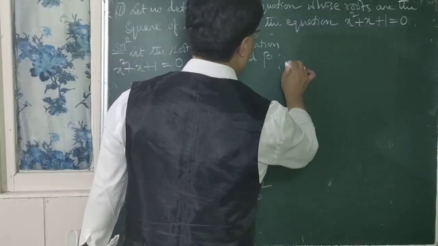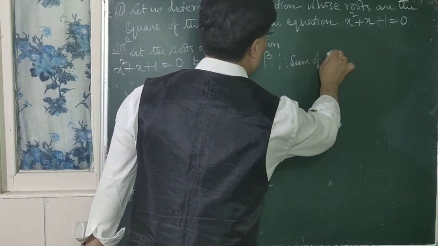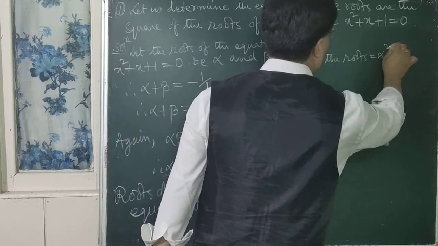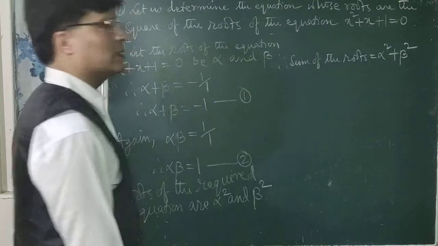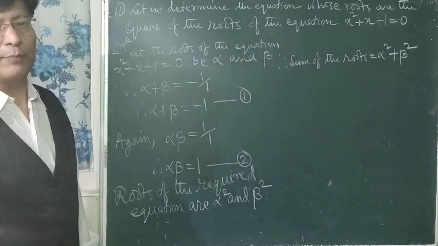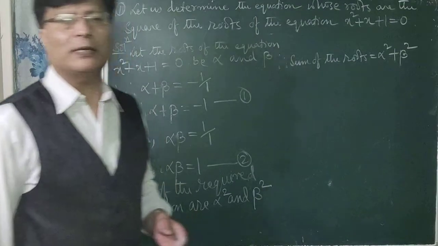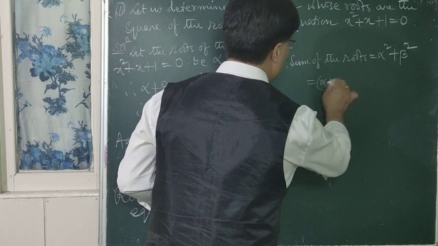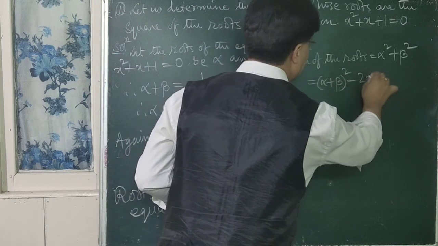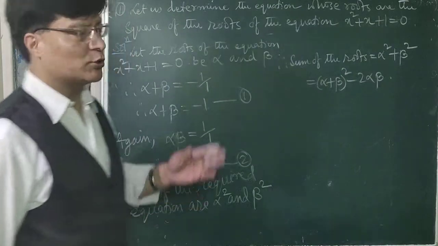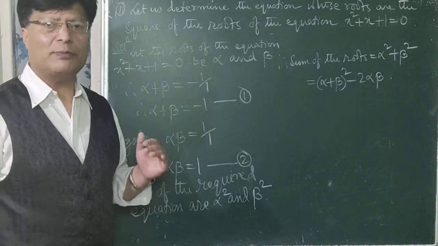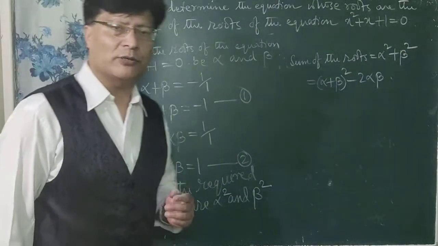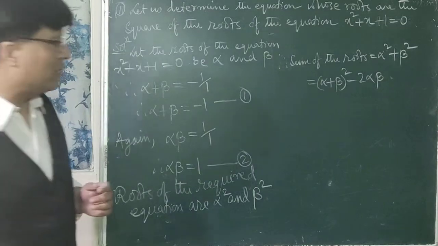Therefore, sum of the roots is equal to alpha square plus beta square, right? So you know this formula. It is a square plus b square, which is equal to alpha plus beta whole square minus 2 alpha beta. That is a square plus b square is equal to a plus b whole square minus twice ab.